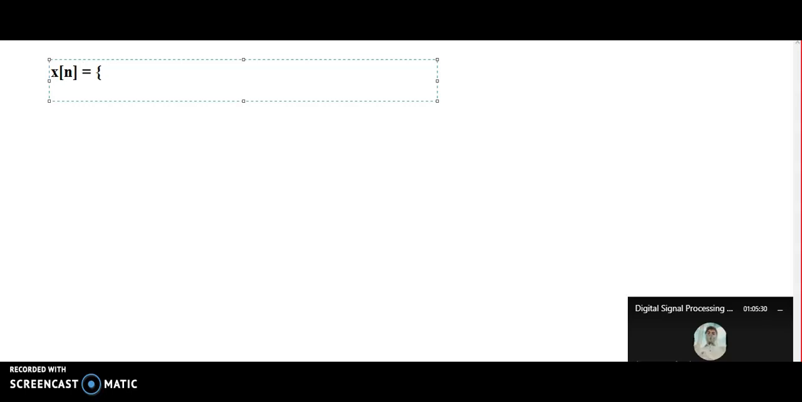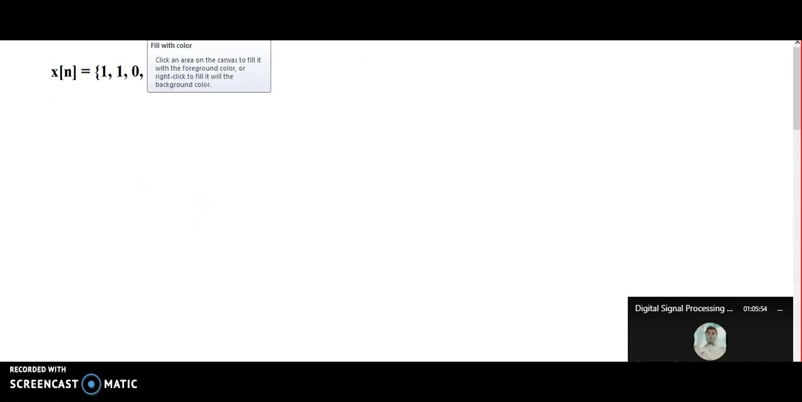DFT for an 8-point sequence, and let us suppose for simplicity 8-point sequence is this: 3, 4, 5, 6, 7 and 8. This is xn. Let us suppose this is xn, and we need to find out its 8-point DFT.